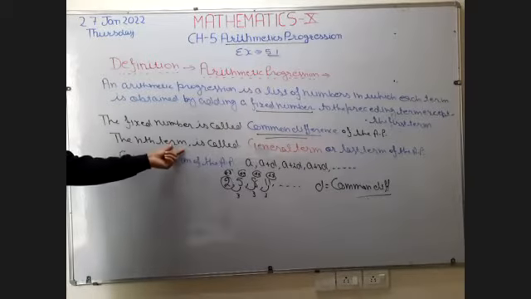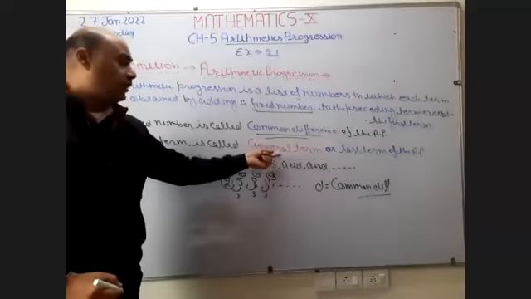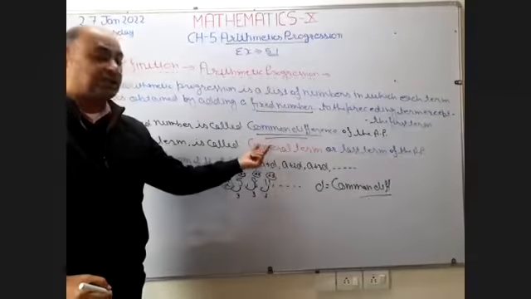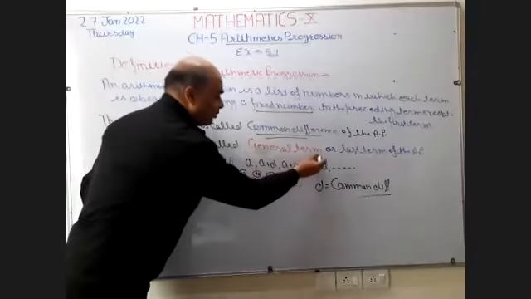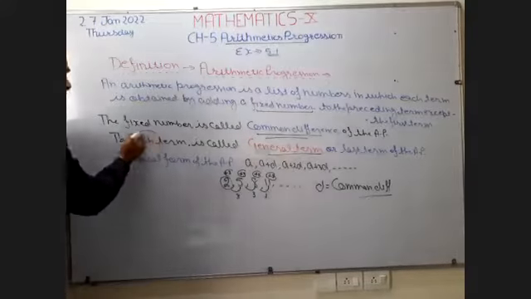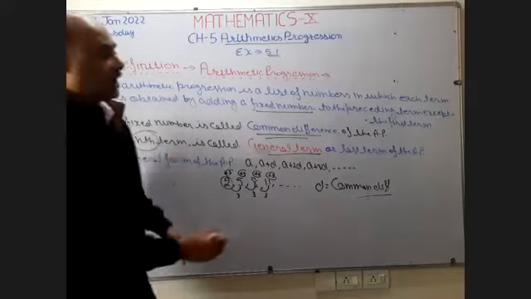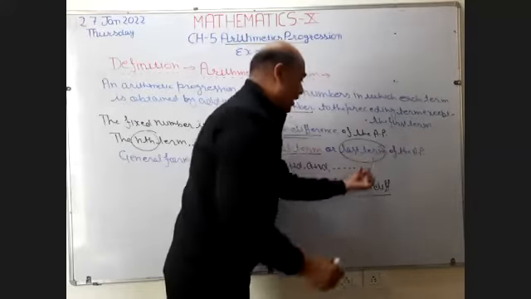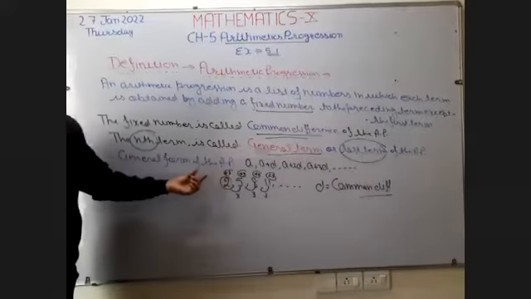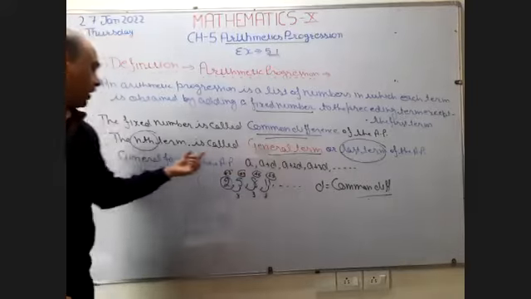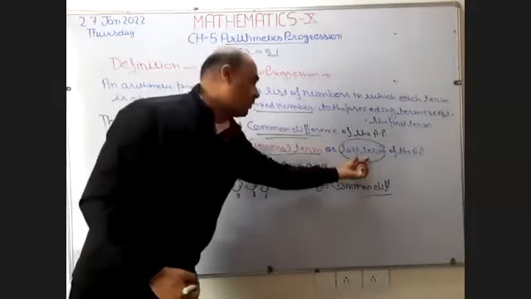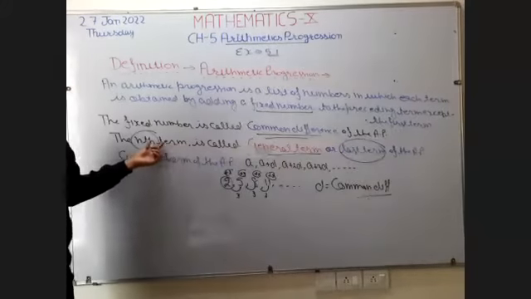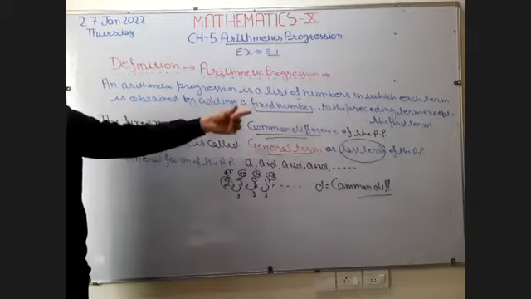Now, another term of AP is the general term. If your question asks you to find the general term, what is the meaning of general term? General term means the nth term of an AP. The last term of an AP is also known as the nth term. So the general term of an AP is also known as the nth term, and the last term of an AP is also the nth term.